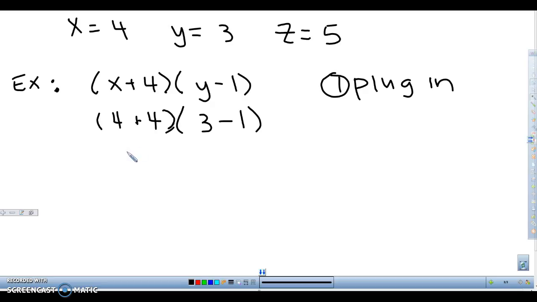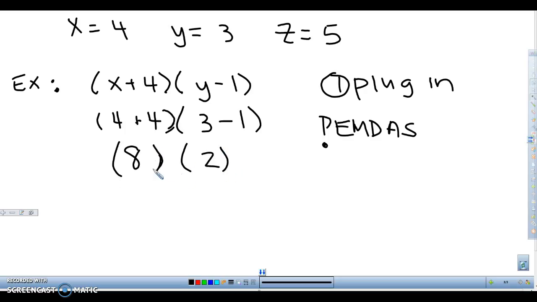Now I'm going to continue working by PEMDAS. So I do what's in the parentheses first. So 4 plus 4 is 8. 3 minus 1 is 2. Now the parentheses also can symbolize multiplication, which would be my next one. 8 times 2 we know is 16. And that, my friends, is the answer.